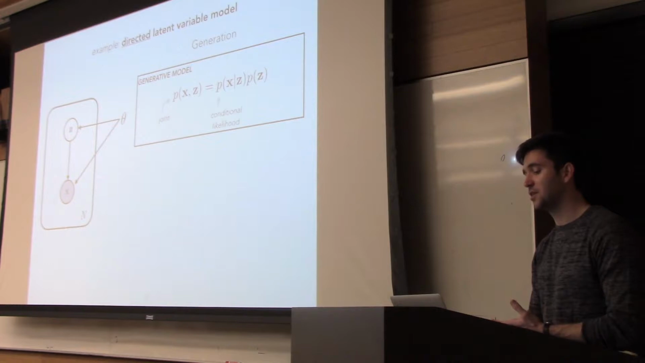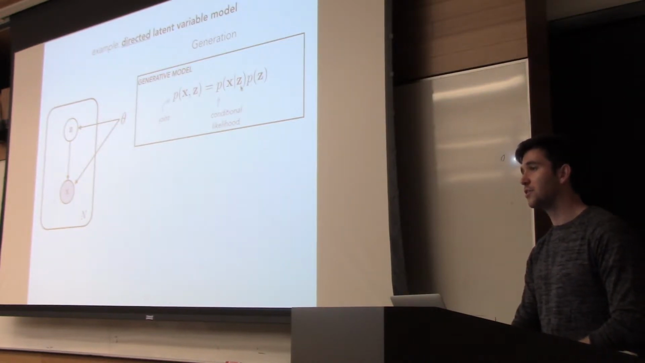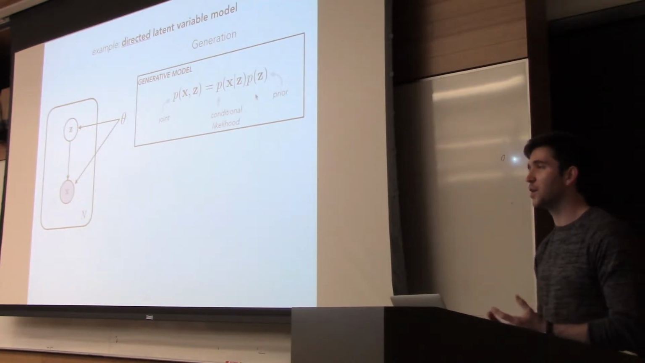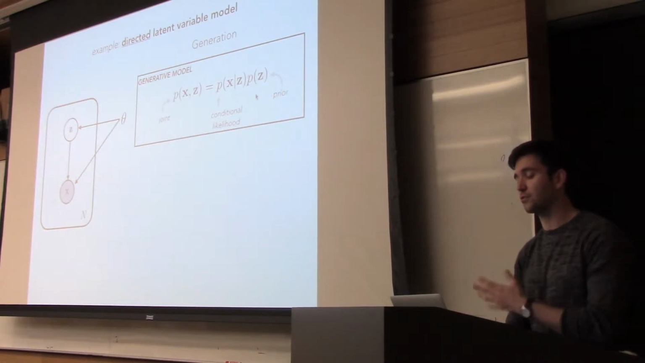So this is the joint, the conditional likelihood. So this is the likelihood of the data conditioned on the latent variables. And this here is the prior on z. So it's your prior you have on what types of latent variables you would expect to observe or have.